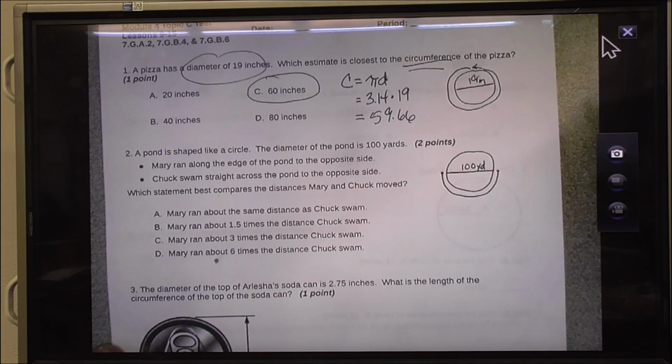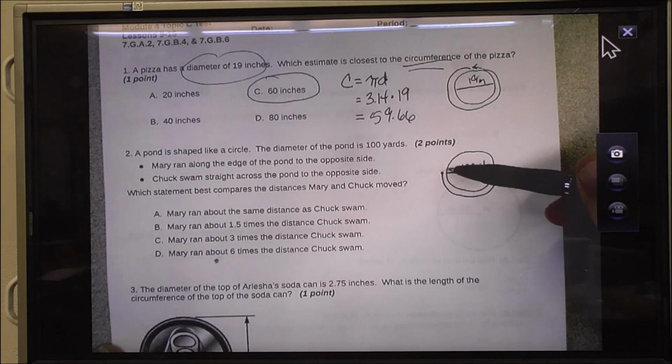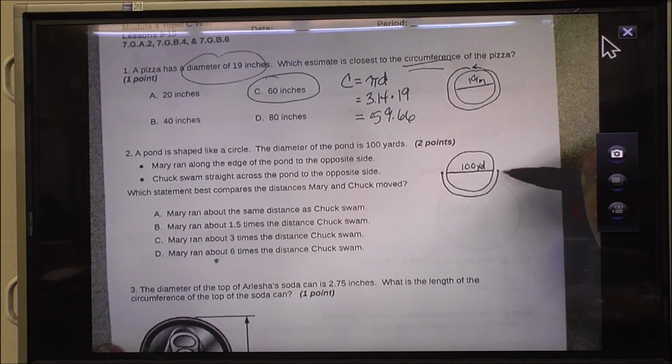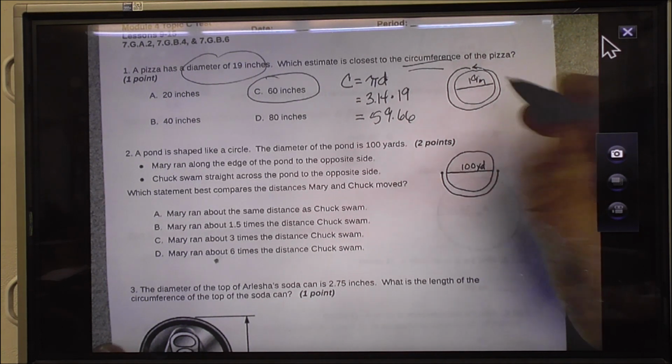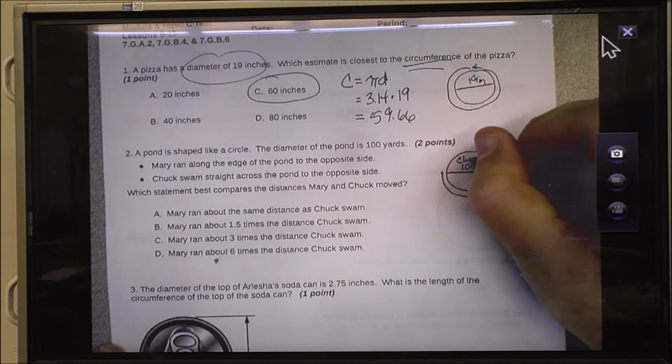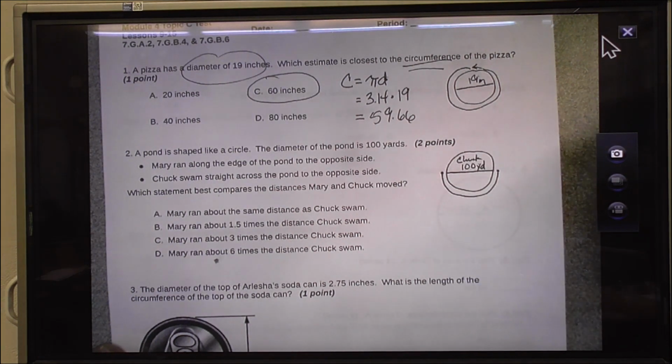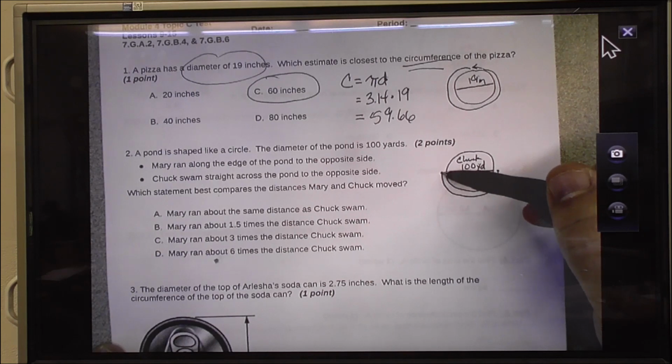Okay? Makes sense? Chuck decided, you know what? I'm going to beat you in this race, bro. Because instead of running around this side of the pond, I'm going to swim clean across it in a straight line. So how far did Chuck swim? 100 yards. Chuck swam across the diameter, right? He followed that line. So Chuck swam 100 yards, period. No work involved.